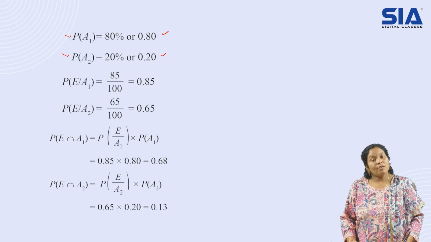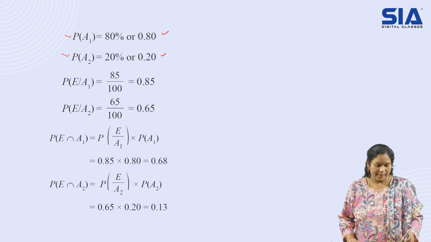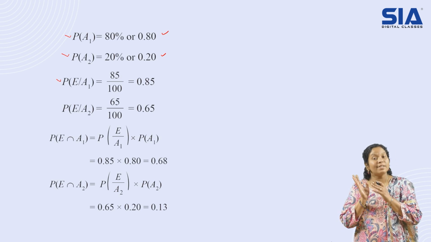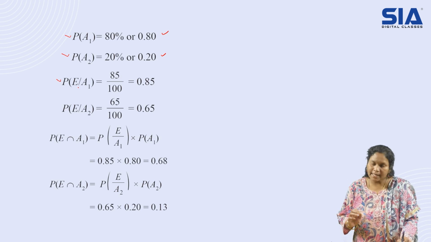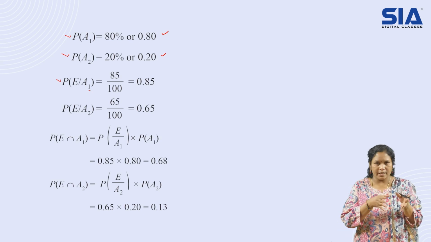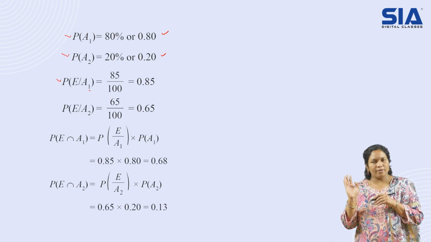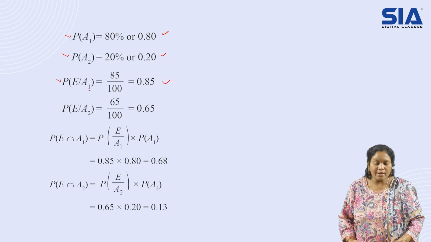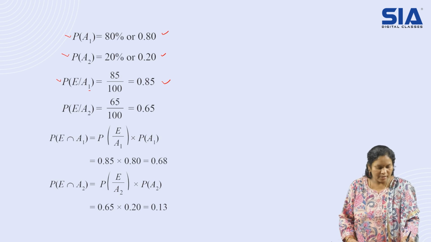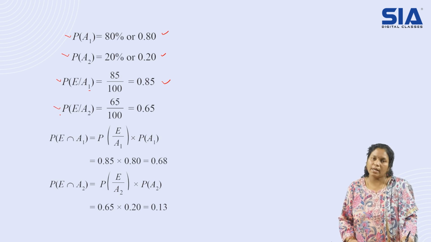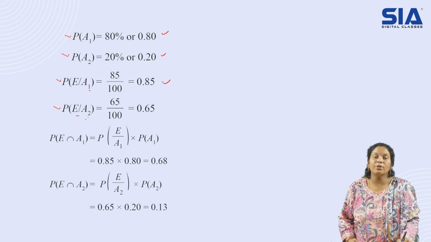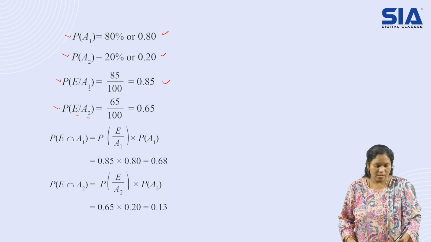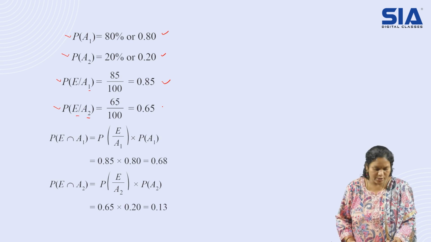Now let us go for quality levels for plant 1. That is also given for us. Quality of plant A1, in the sense of the first plant, so P(E/A1) you have to consider. E quality levels when we have plant 1. They have given us 85%, that is 85 by 100, 0.85. Next, with plant 2 they have also given quality probabilities, that is P(E/A2), the quality levels of plant 2. That is 65 by 100, that is 0.65.